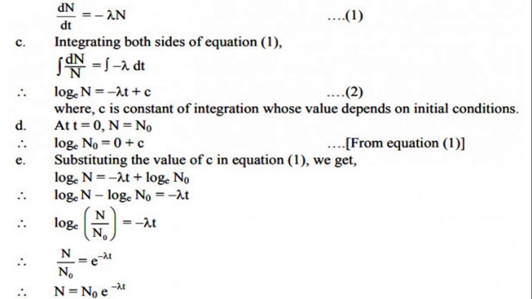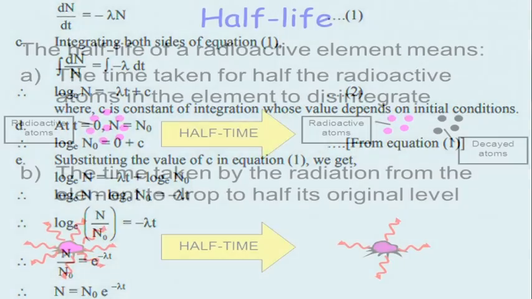We can plot the value of N with t and find out the graph also. So this is an important equation, that is N is equal to N0 e raised to minus lambda t, where N is the number of radioactive nuclei at a given time t, N0 is the number of radioactive nuclei at time t equal to 0, lambda is the decay constant or disintegration constant, and t is the time.